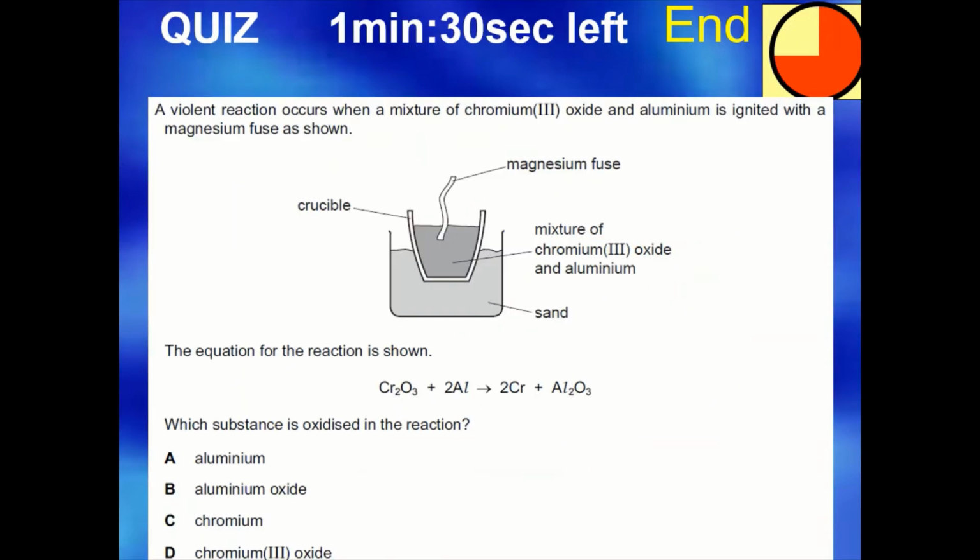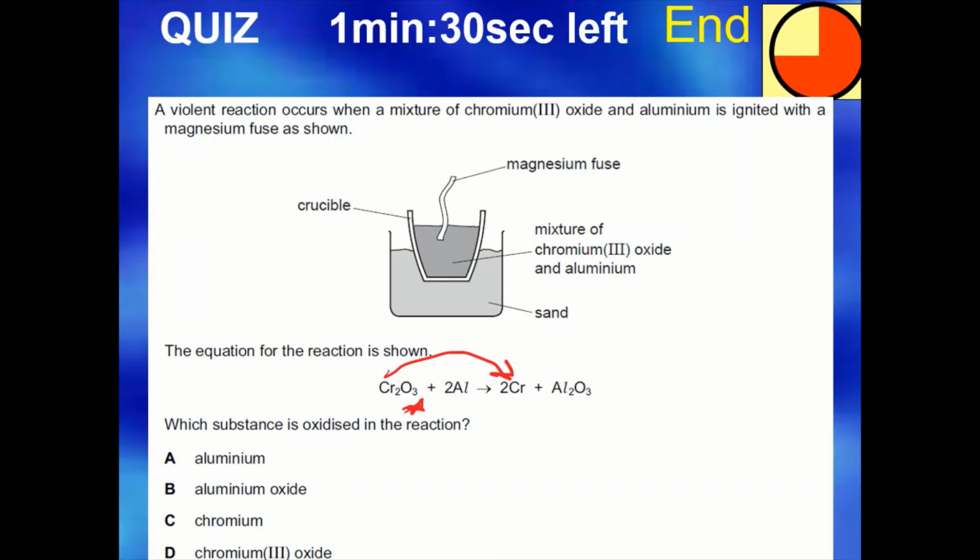Okay, number 3. Which substance is oxidized in the reaction? Following the same principle of removal of oxygen or addition of oxygen. Reduction is the removal of oxygen, while oxidation is the addition of oxygen. So if you look at this, chromium oxide is changed to chromium. You can see oxygen has been removed here. Okay, so that is removal of oxygen.